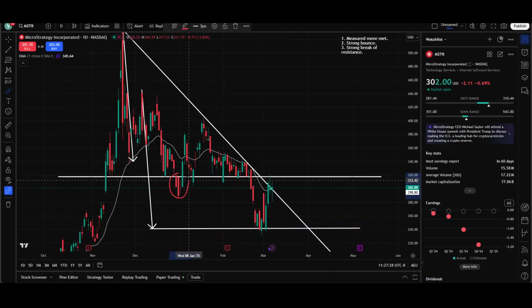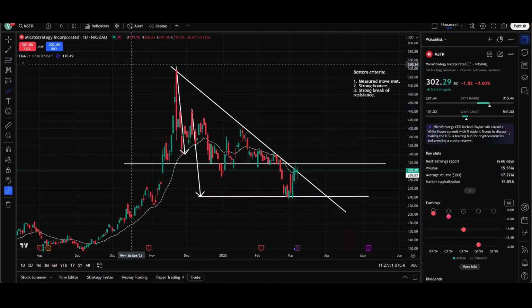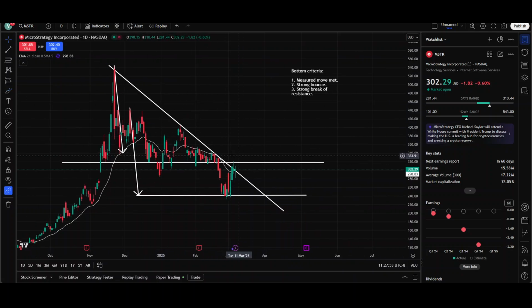See, even a break right here, the bears failed and price reversed back up. So you need to see strong continued buying off this resistance zone, this downward sloping trend line, as you can see here, and this horizontal level that was prior support but was acting as somewhat of a resistance. Again, it could be just temporary, but we'll see. So I need to see that third criteria met, a strong break of resistance.